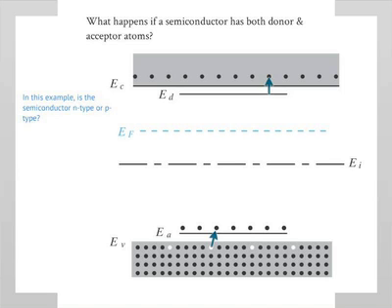First, I'm going to ask you to do a practice problem. Is this example semiconductor N-type or P-type? 10 seconds. Discuss it with your neighbors, actually. Don't shout out the answer. Look at the energy band diagram. Talk to your neighbors. Tell me, is the semiconductor N-type or P-type?